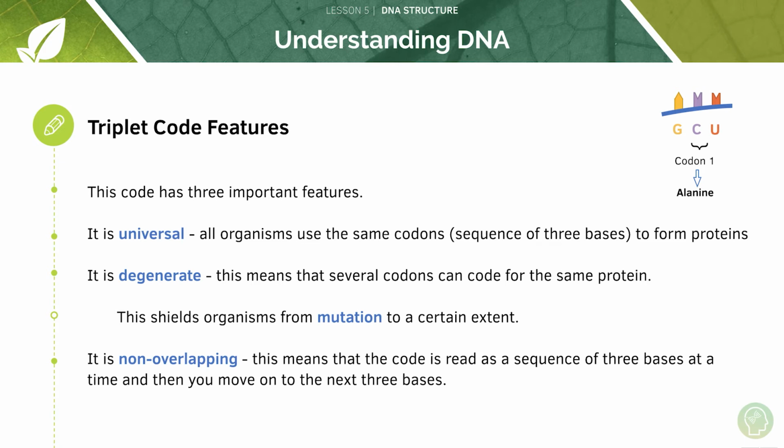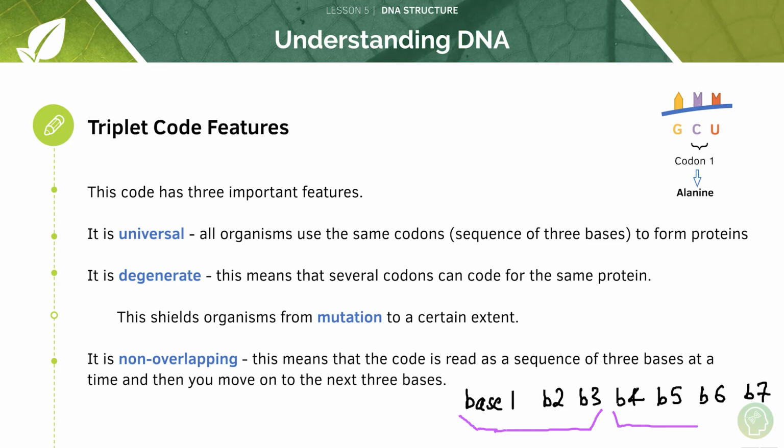Because if we have base number 1, base number 2, base number 3, base number 4, base number 5, base number 6, base number 7. So this here is part of triplet number 1, this here is part of triplet number 2, and base 7 is in with triplet number 3. Now let's say there is a problem here.